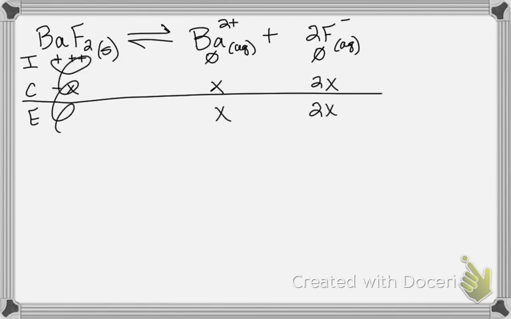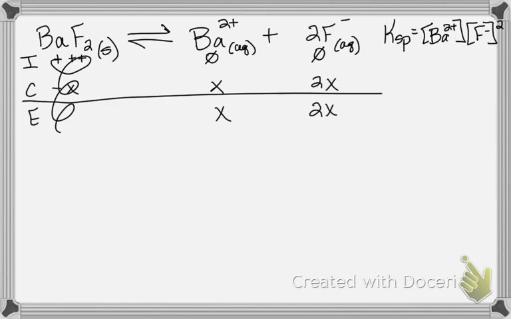Okay, now walk through the Ksp expression. The Ksp expression looks like this. It's the barium concentration times the fluoride ion concentration squared. Remember, because you have to raise those to the power of their coefficient. Now, I want you to plug in your X's for that.